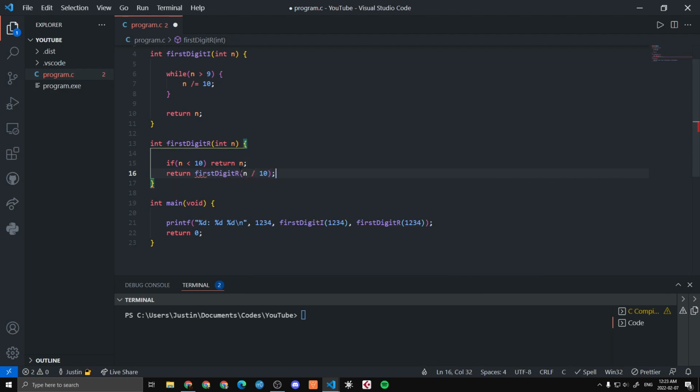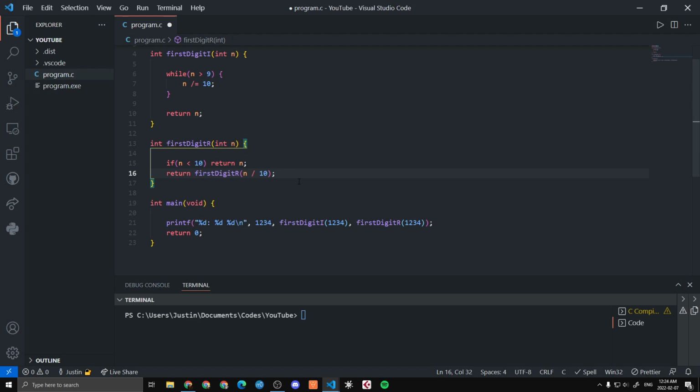divided by 10. What this is basically saying is, if I pass in first digit r of 1234, well, n is 1234, which is not less than 10. So we're going to return 1234 divided by 10, which is 123. And that's still not less than 10, so we're going to return the first digit of that divided by 10 again. So it's going to be 12. That's not less than 10, and then it becomes 1.